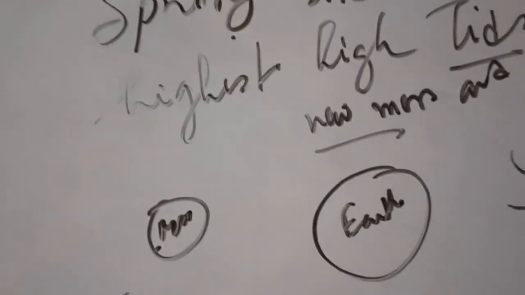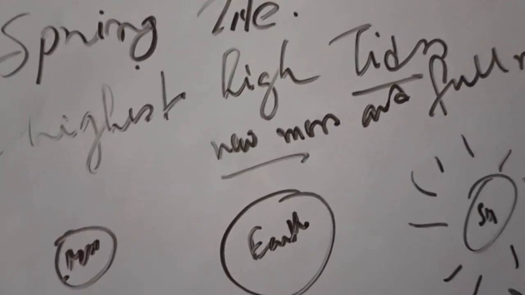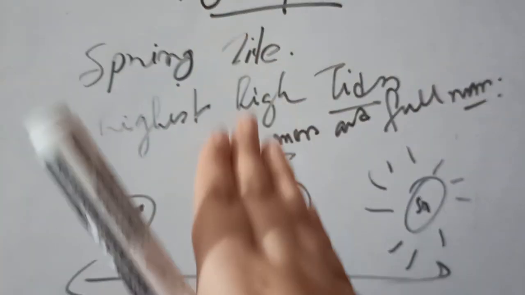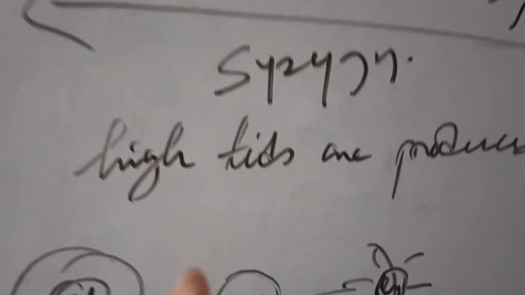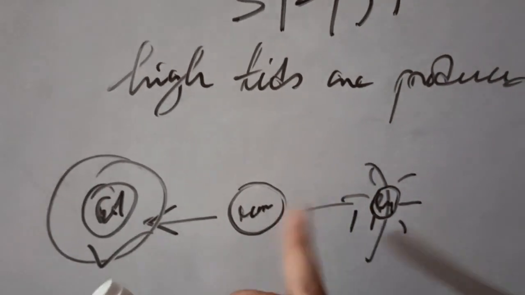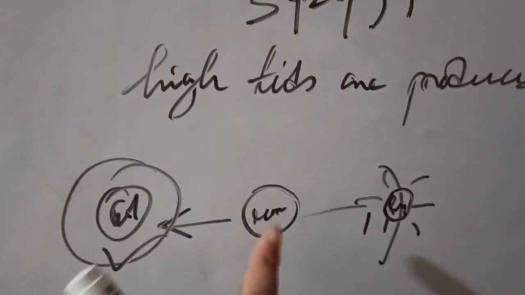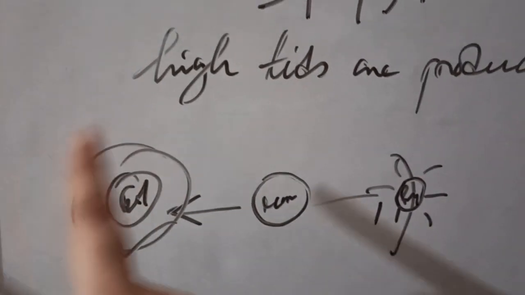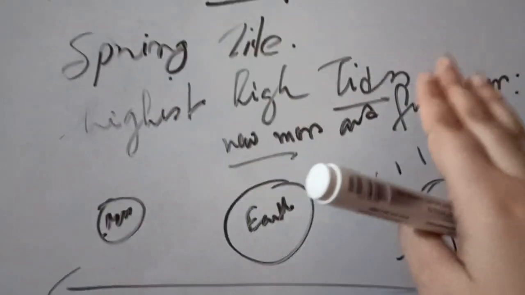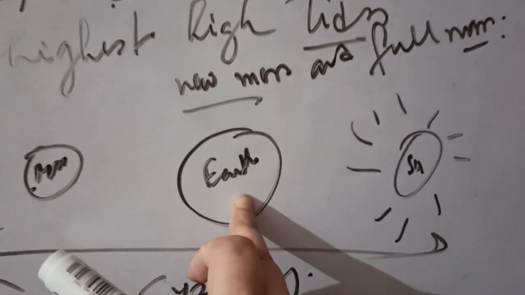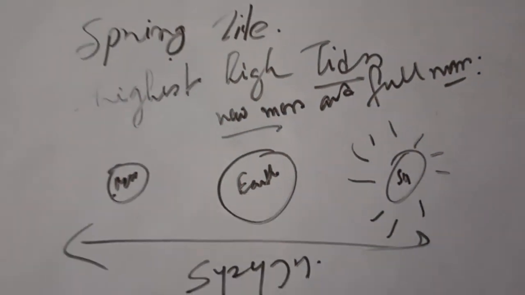So let me go through this again. The spring tides are known as the highest high tides. We get the highest high tides during the time of the new moon and the full moon. During the new moon, the moon lies in between the sun and the earth, and the combined gravitational pull of the sun and the moon works on this earth. As a result, high tides occur, and during the full moon, the earth lies in between the sun and the moon, so both gravitational attractions fall on the earth, and as a result the highest high tides occur. So this is the end of this video.